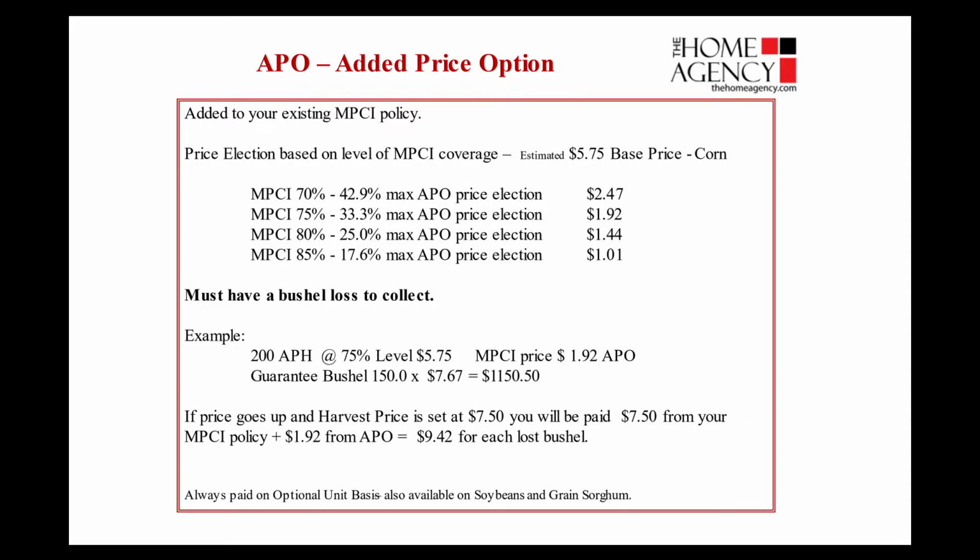So for example, if you have a 200 bushel APH at the 75% level, that gives you a guarantee of 150 bushel. Now you take that number times $5.75 plus the $1.92 for APO. So now for each guaranteed bushel below 150 bushel, you stand to collect $7.67 per bushel. Now, the nice thing about APO is if the market goes up, and let's say it goes up to $7.50, and you have a bushel loss, you will collect the $7.50 from your multi-peril policy plus $1.92 for APO for a total of $9.42 per bushel on your lost bushels below your guarantee.